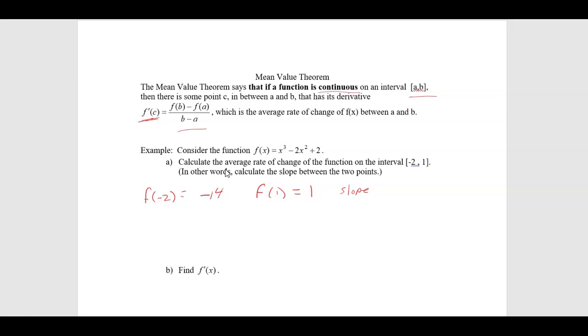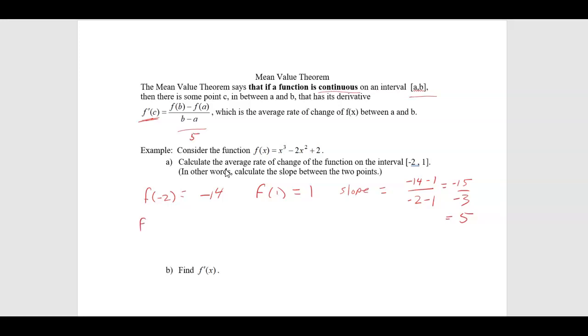And so now the average slope on this interval, the average rate of change, is going to be negative 14 minus 1 over negative 2 minus 1. And I get negative 15 divided by negative 3, which equals 5. So this part is 5 right now.